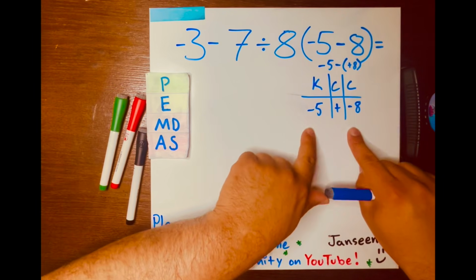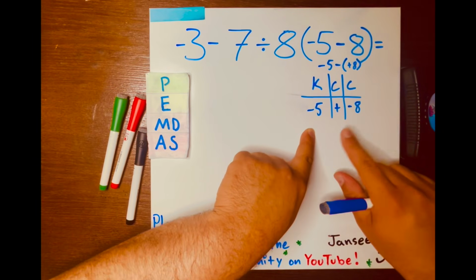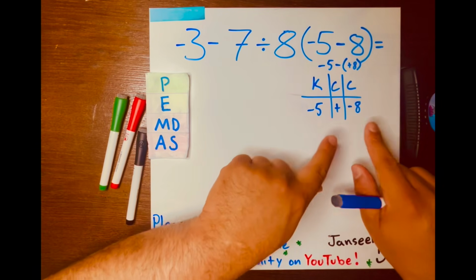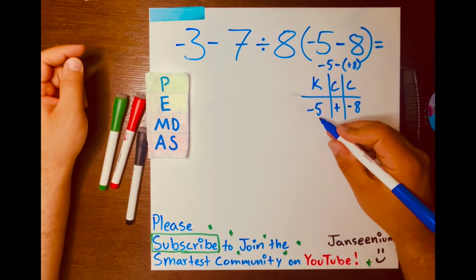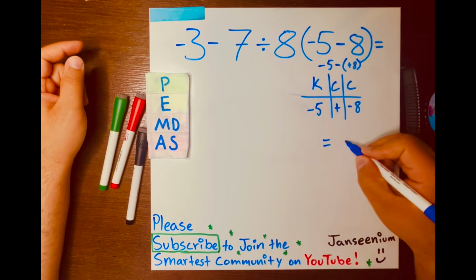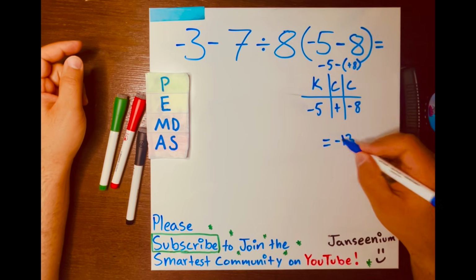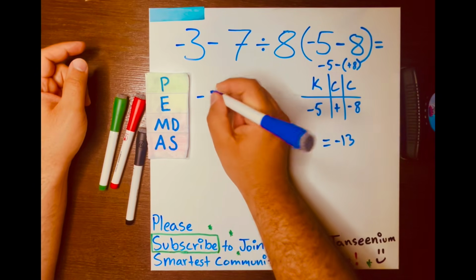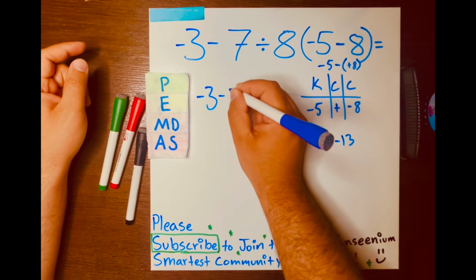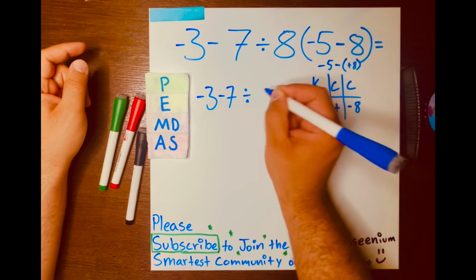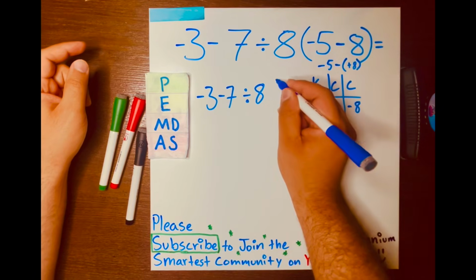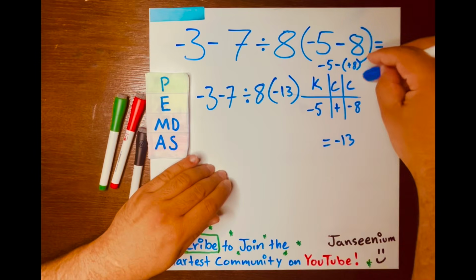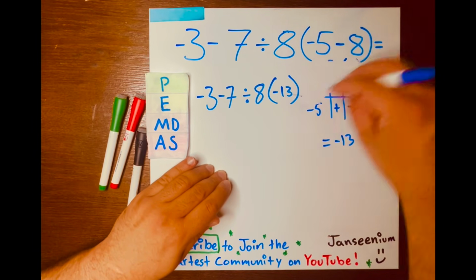And now we can use the addition rule. And the addition rule is saying that anytime you're adding two numbers with the same sign, you add and keep the same sign. So 5 plus 8 is 13, and you keep the sign, right? And now let's drop the other numbers down. So we have -3 minus 7 divided by 8, and then we have times -13, and I'll erase this part for space.